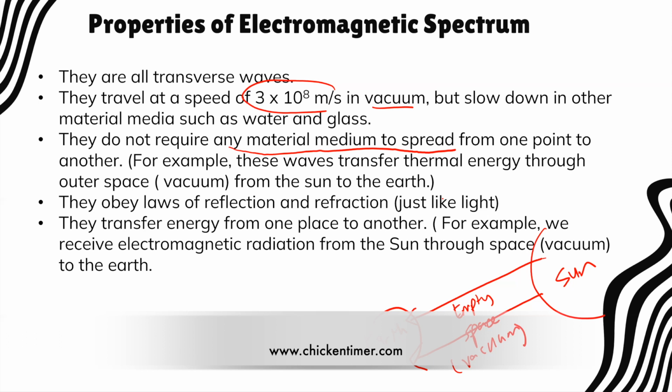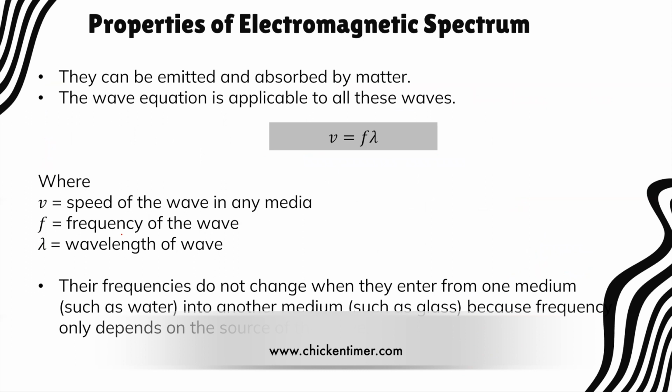Okay? Then the next one, they obey laws of reflection and refraction. This one is not important now. The laws of reflection and refraction will only be important when you learn light. Then because they are waves, they transfer energy, correct? Yeah, because all waves transfer energy. The EM spectrum is also electromagnetic waves, so they are also a kind of wave and will transfer energy. Then because it's a wave, the formula for waves is applicable.